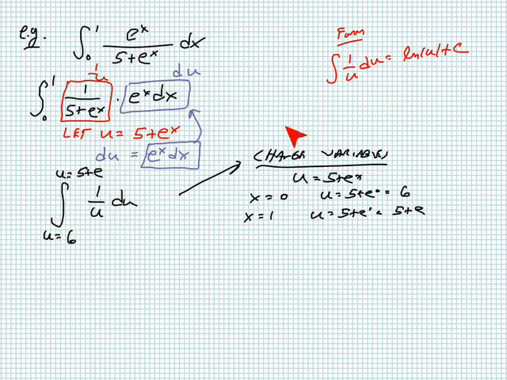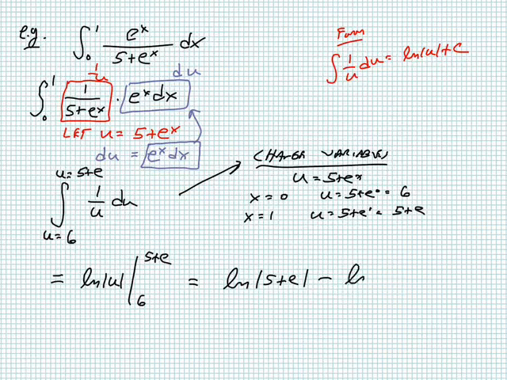Okay, so now I just carry out the first fundamental theorem of calculus. So the antiderivative of 1 over u, I know, is the natural log of the absolute value of u, and I'm going to evaluate that between 6 and 5 plus e. So that's going to be equal to the natural log of the absolute value of 5 plus e minus the natural log of the absolute value of 6.